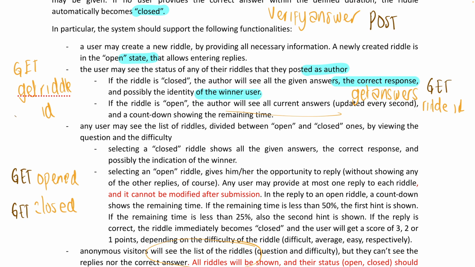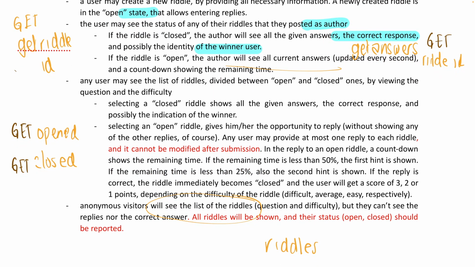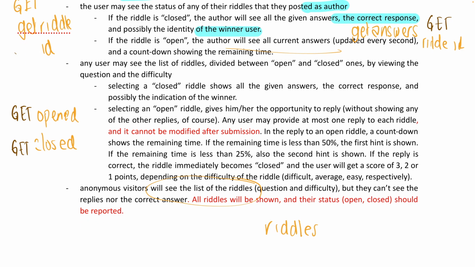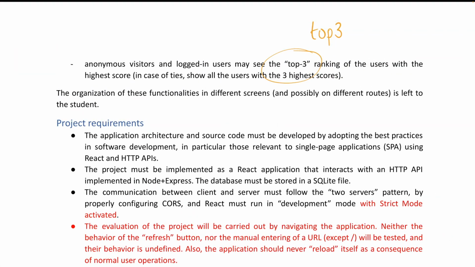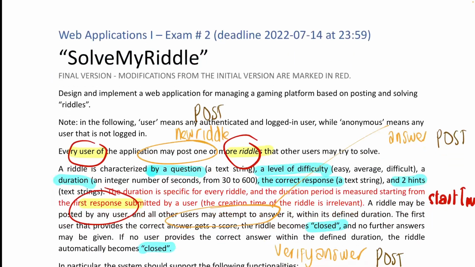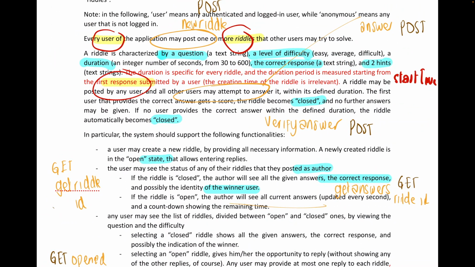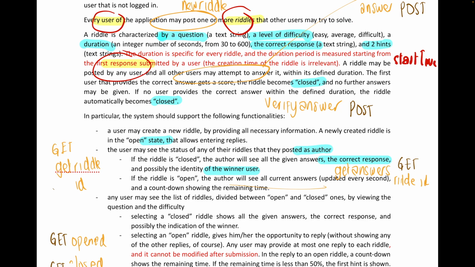Like, give me all the closed riddles, the open ones. This one, that is the list of all the riddles, is of course a get. And the top three is a get. Okay. So I hope that you can understand what I have written.